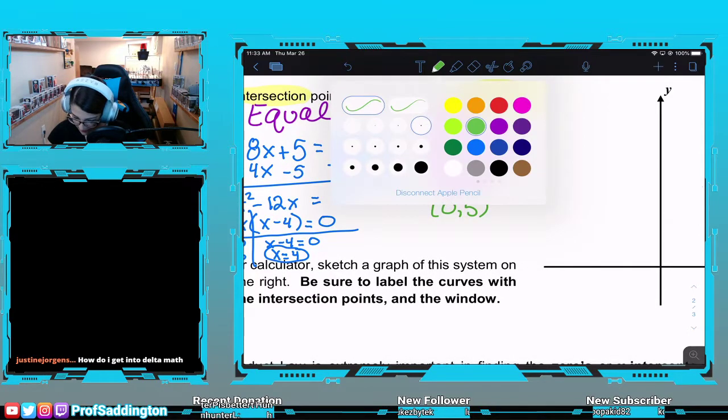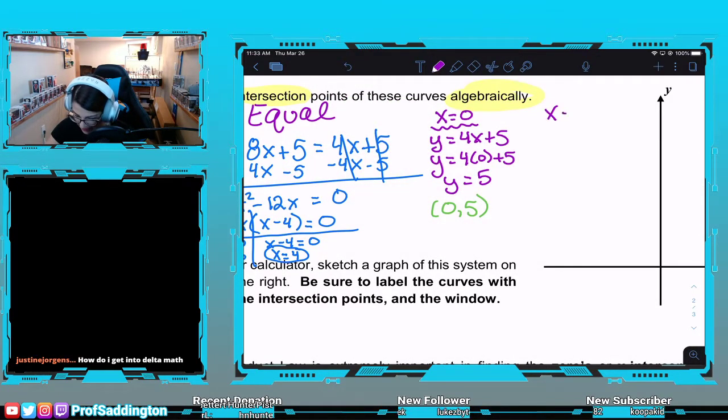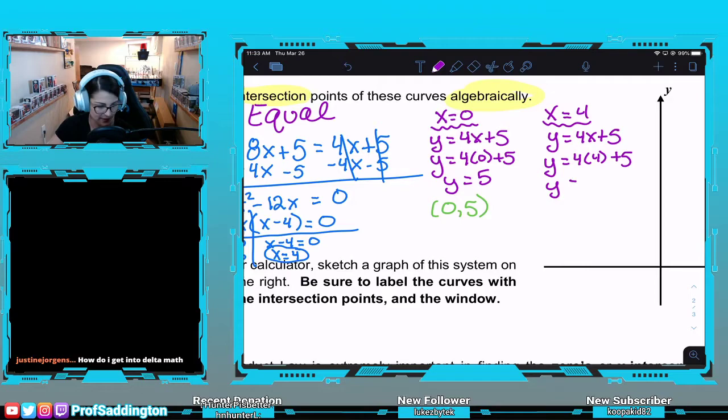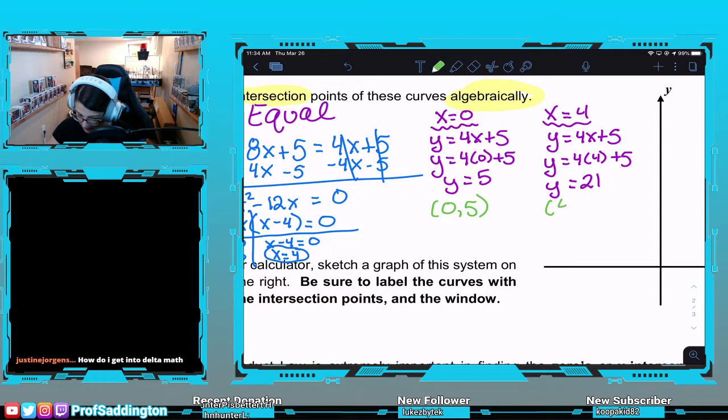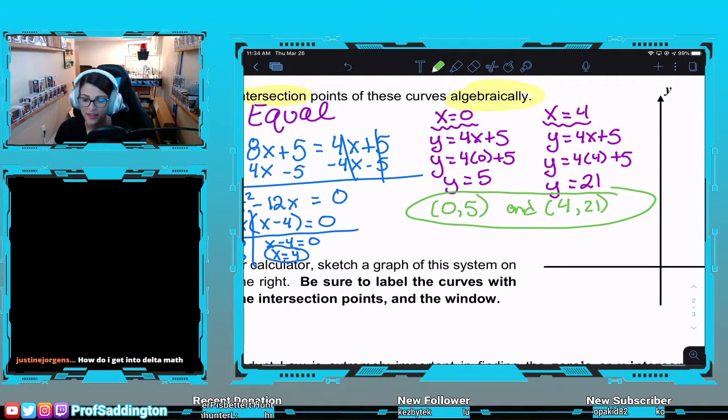And then I need to check for when x equals 4. Now I'm going to do the same thing. Plug it into that line. Of course, you can plug it into the quadratic, but that's just more work. Who wants to do that? Not me. So we have y equals 4 times 4 plus 5. So therefore, y equals 16 plus 5, which is 21. So that point is the point 4 comma 21. So the quadratic and the line, when you graph them, that is where they will both intersect.